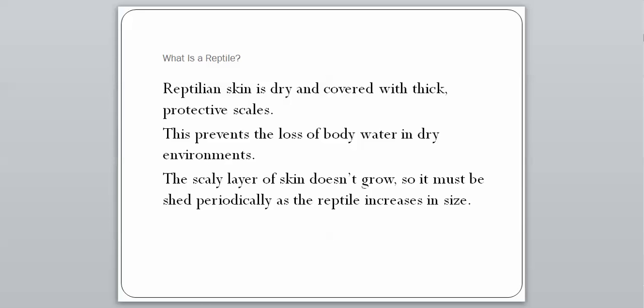The scaly layer of skin, however, does not grow, so it must be shed periodically as the reptile increases in size. That's similar to the exoskeleton of a lot of our arthropods. They shed their exoskeleton as they grow. Reptiles will actually shed their skin as they grow as well. So those are all some big characteristics of our reptiles.